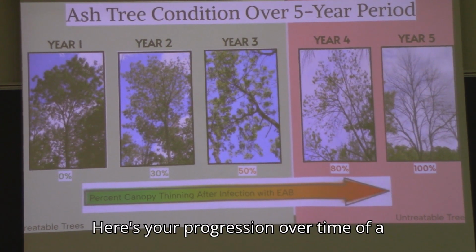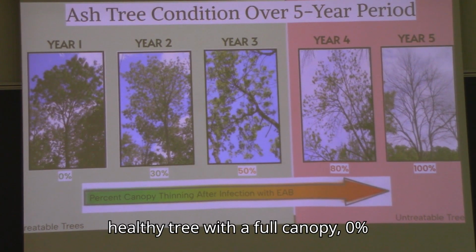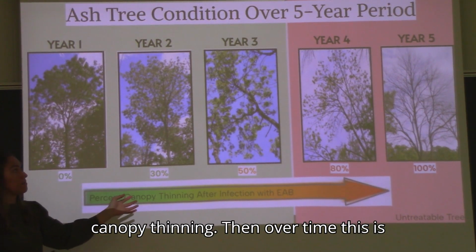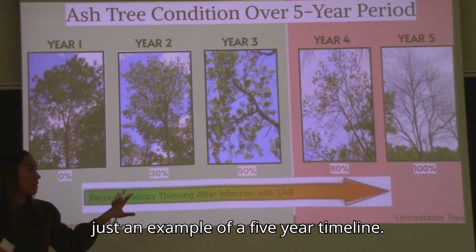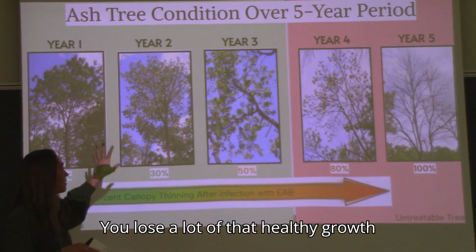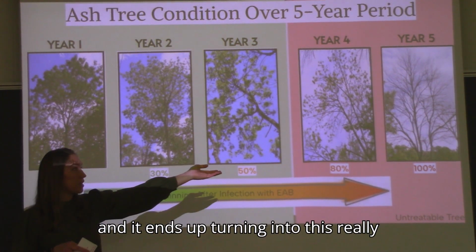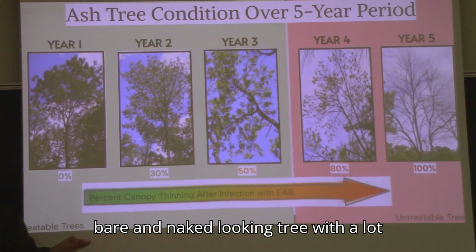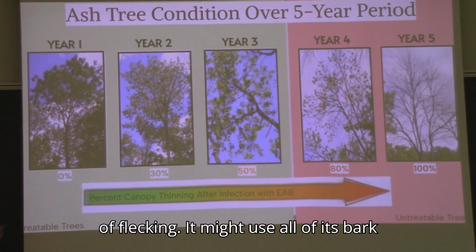Here's your progression over time of a healthy tree with a full canopy, 0% canopy thinning. Then over time, this is just an example of a 5-year timeline. You lose a lot of that healthy growth, and it ends up turning into this really bare and naked looking tree with a lot of flecking. It might lose all of its bark.